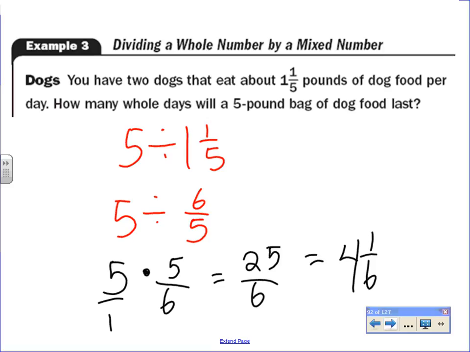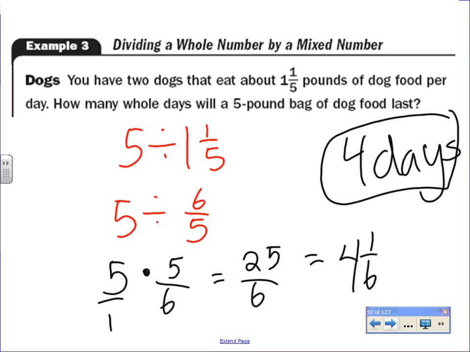So how many days? Kevin? Good. 4 days is how many whole days that 5-pound bag of dog food is going to last. That's not very long. Dog food's expensive. So only 4 days.